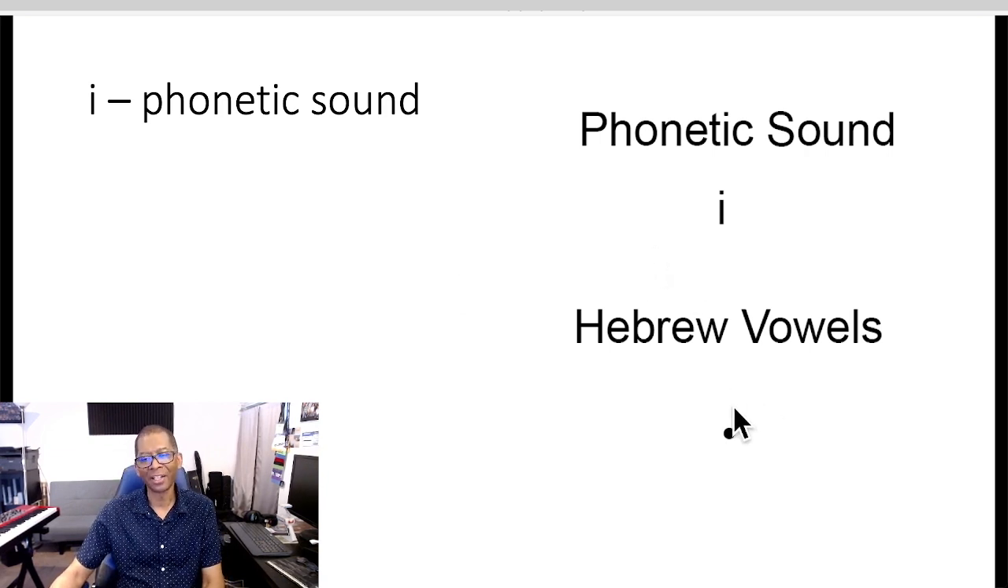So I is actually going to be pronounced E. And I believe in French it's E as well. So E is represented by one single dot. So whenever we see the one single dot, we're going to pronounce it with the E sound.